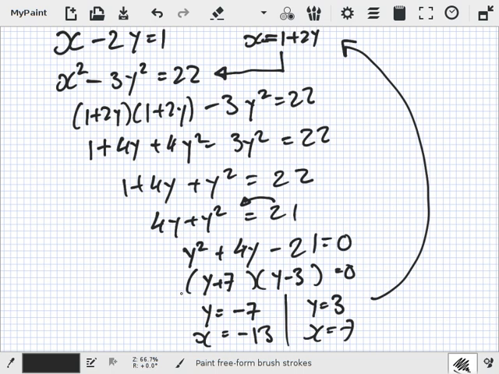In the first equation of x. Yeah, the x, this one here.